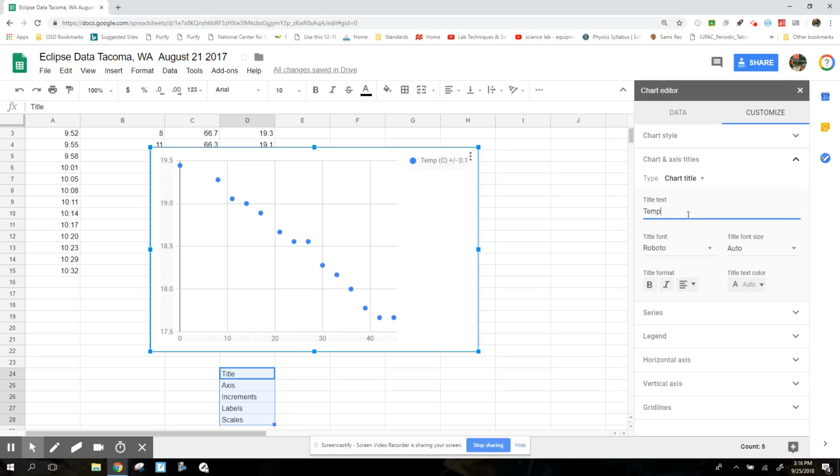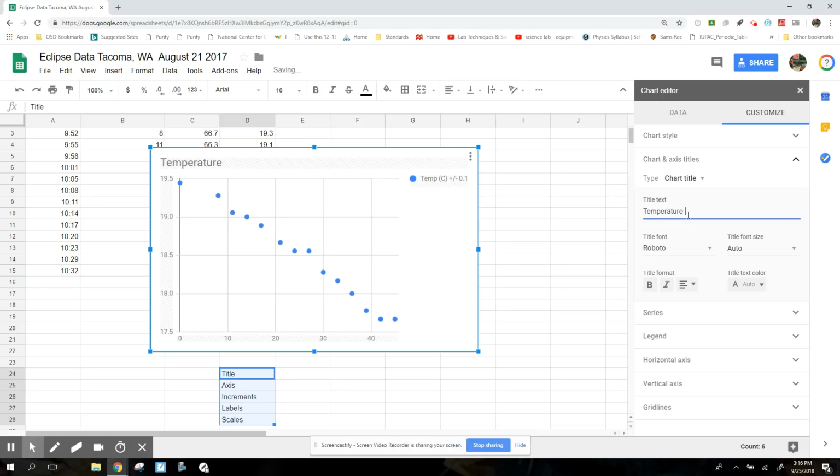So I'm going to say here, temperature outside in Celsius plus or minus 0.1 versus my x-axis, which is time in minutes plus or minus 1.